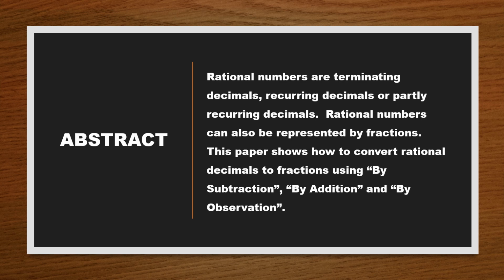Abstract. Rational numbers are terminating decimals, recurring decimals, or partly recurring decimals. Rational numbers can also be represented by fractions. This paper shows how to convert rational decimals to fractions using by subtraction, by addition, and by observation.